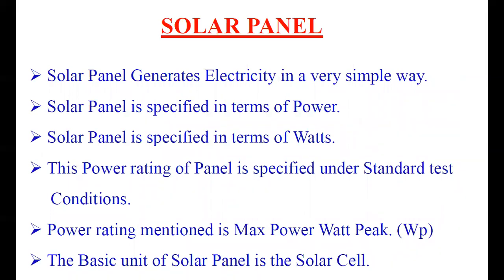The solar panel generates electricity in a very simple way. The solar panel is mainly specified in terms of the power. The main specification of the solar panel is the peak power, that is in watts. The power rating will be specified under the standard test conditions. So I already told that the power rating is mentioned as the maximum power, that is the watt peak or Wp.